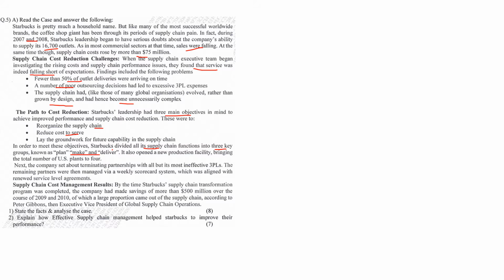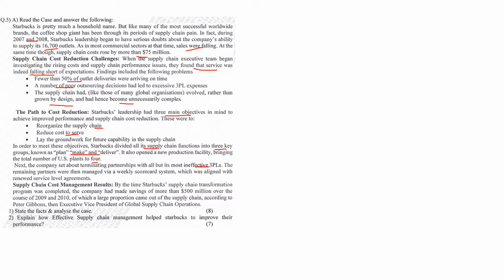It also opened a new production facility, bringing the total number of US plants to 4. Next, the company set about terminating partnerships with all but its most effective 3PLs. The remaining partners, so I'll just underline this, were managed via a weekly scorecard system, which was aligned with the renewed service level agreement. And then they've given something about supply chain cost management results.